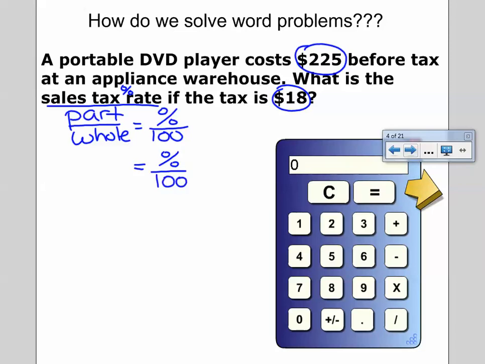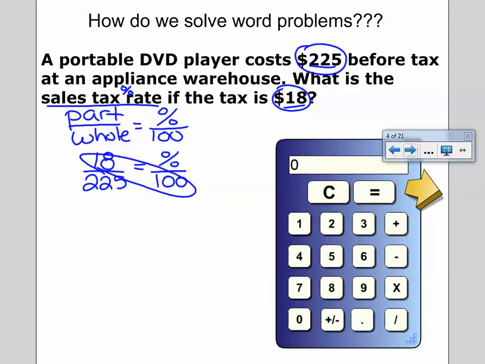So now I need to think about the numbers 225 and 18. I need to decide what is part of the cost and what is the whole cost. Well, 225 is what the entire DVD player costs. So that's my whole amount. So again, you just need to think, what are the numbers representing? 18 is the tax. Well, tax is just part of what you pay for an item, so that would go in the part spot. So sometimes in word problems, you don't look for is and of, you look for the part and the whole. From here, you're able to solve this just like we always have been.